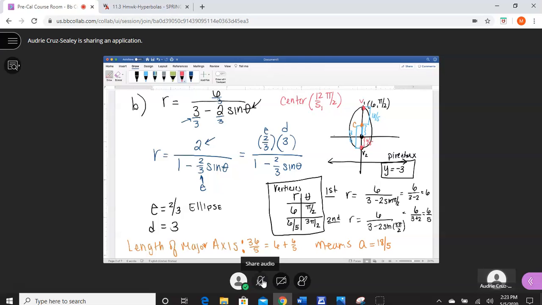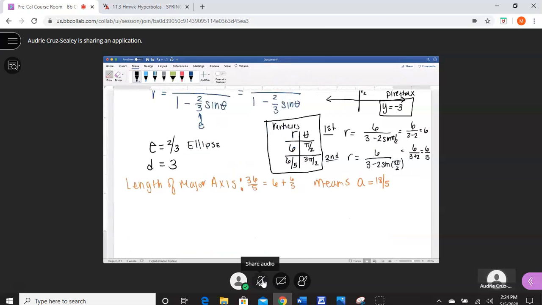Okay, so now we found the center. We found the length of the major axis. It wants the length of the minor axis. So how are we going to find that? What was the relationship between A, B, and C for ellipses? Does anybody remember? Going back to ellipses, you know that A squared minus C squared equals B squared. Now, you came up with A. A was 18/5. So 18/5 squared. I'm cool with that, right?